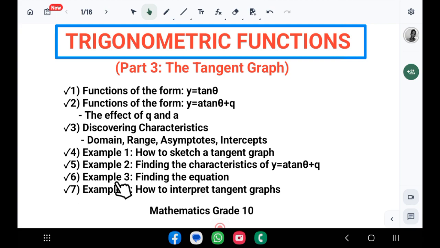Number 6, we're going to look at example 3, which will show you how you find the equation in case you have a function of a tangent graph drawn on a piece of paper and they say find the equation. Number 7, we're going to look at example 4, and that will showcase how you interpret tangent graphs of all types of forms. We have a lot to cover, so let's start.